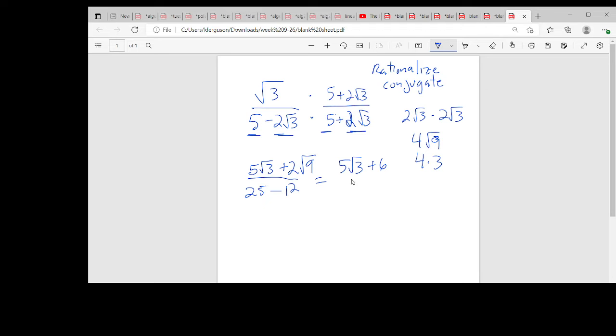So anyway, 25 minus 12, 13. That's my final answer. 13 on the bottom is the final answer. Yeah, that's the whole thing. Does anybody got any questions on that? Dividing. Yeah. The next one is for you.